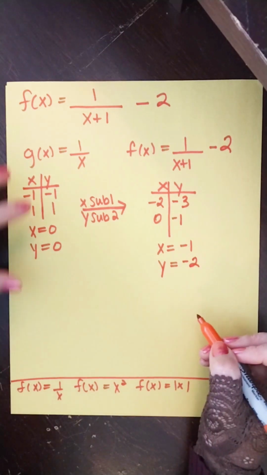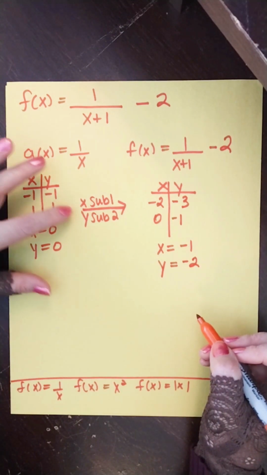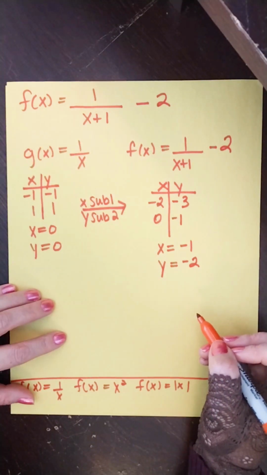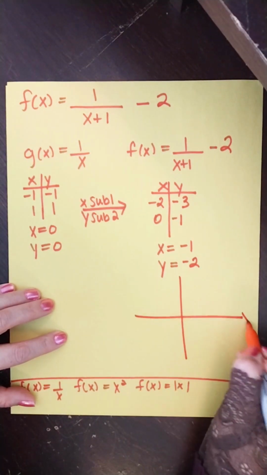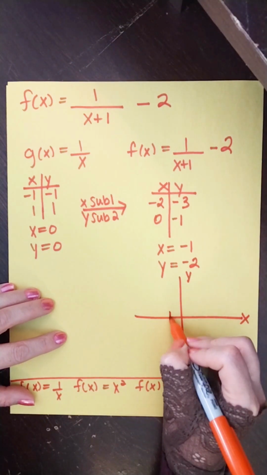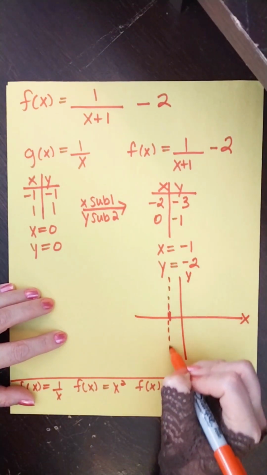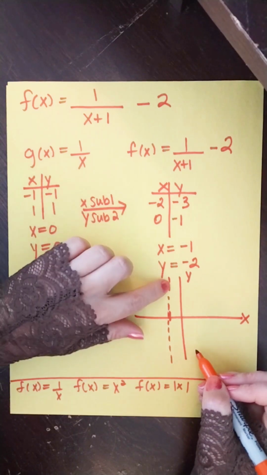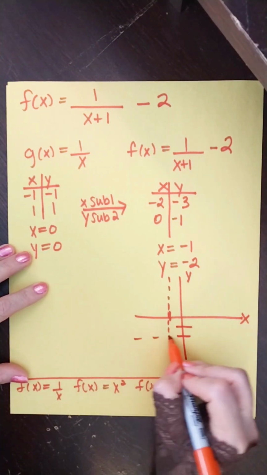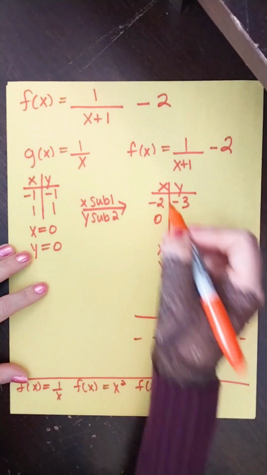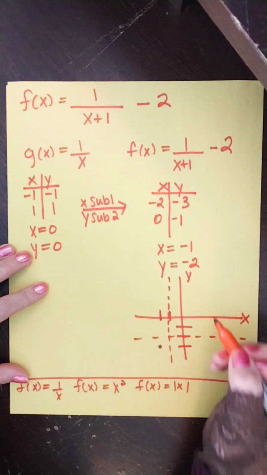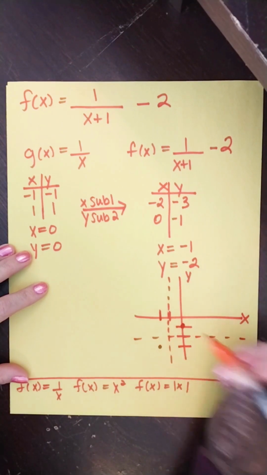Let's see, did I do all that correctly? -1 minus 2 is -3. 1 minus 2 is -1. Okay, so now let's go ahead and put that on a graph. So I like to place my asymptotes before my points. So x equals -1 is right here. Y equals -2 is right here. And then I have this point -2, -3, and then 0, -1.